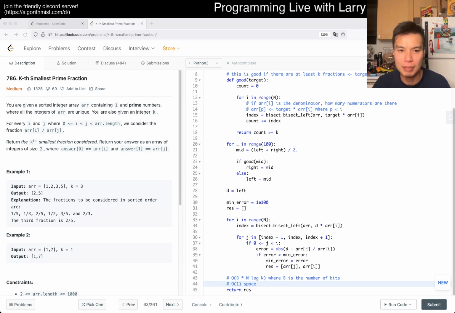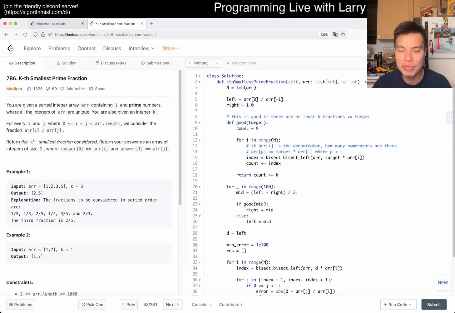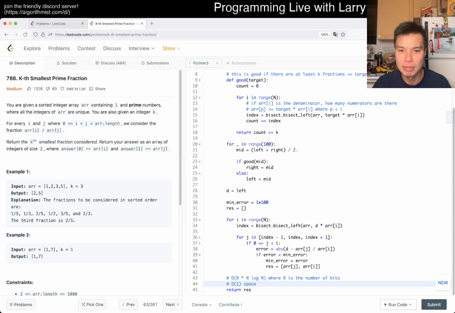All right. That's all I have for this one. Let me know what you think. Let me show you the top of the code, and then the bottom of the code.